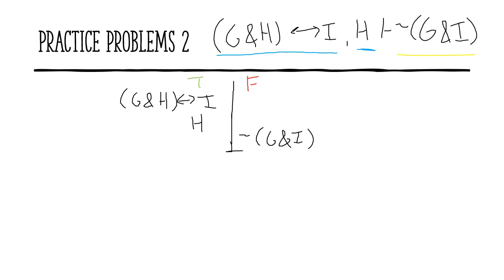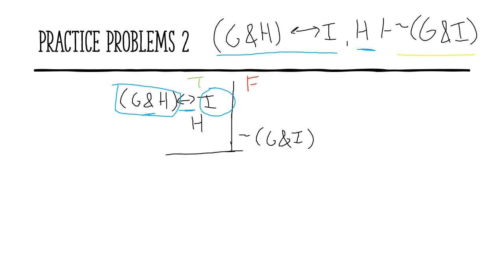So let's start there. What's our first premise? Our first premise is this guy. And what's the main operator? We have two. Which one is operating on the full sentence? Well, this ampersand is just working on the G and H, but this double arrow is binding the G and H and the I together. So we have a left side here and a right side here, and we'll use our double arrow rules. So what are our double arrow rules? Whenever it's true, either both of them are true or both of them are false.